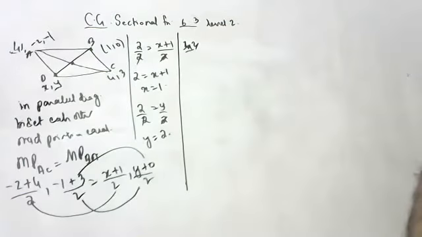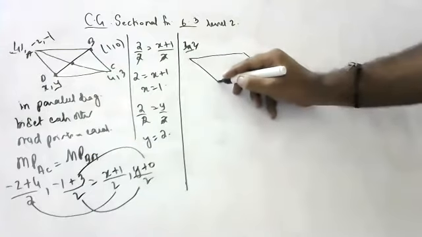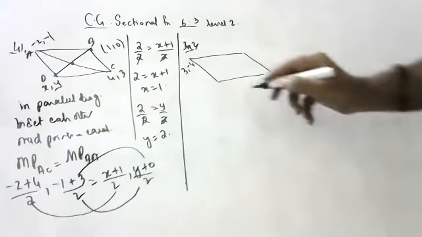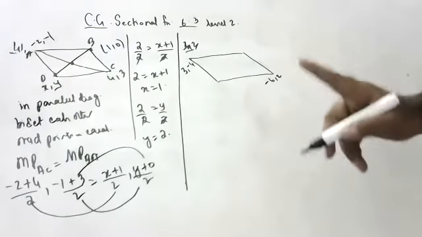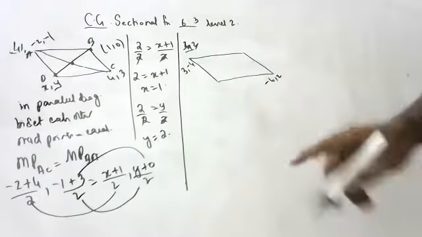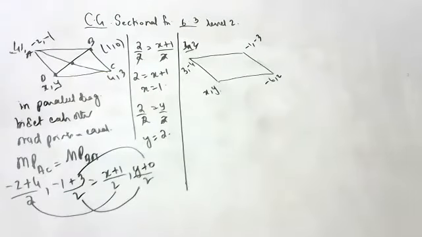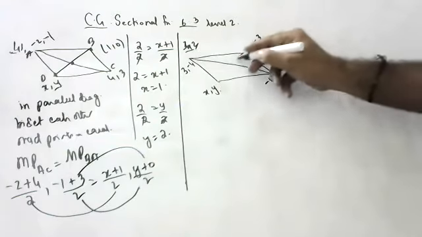Next, the 42nd question. Who will do the 42nd question? The points (3, -4) and (-6, 2) are the extremities of a diagonal of a parallelogram. If the third vertex is (-1, -3), what is the fourth vertex? Same question, children. I will ask any one student to say.